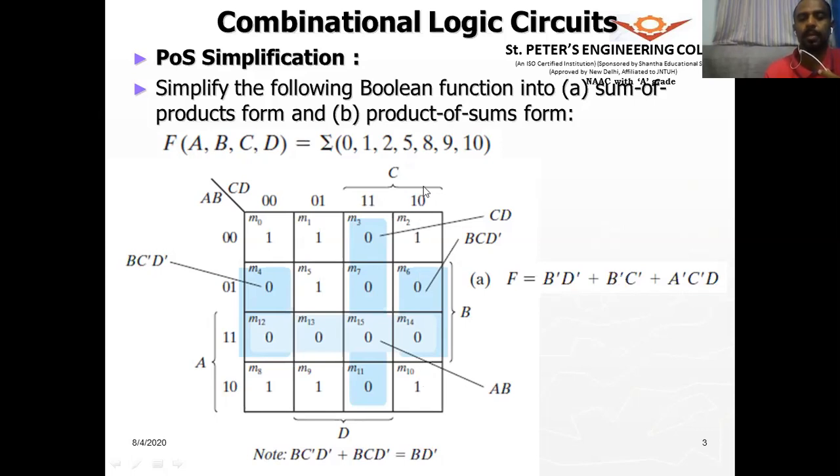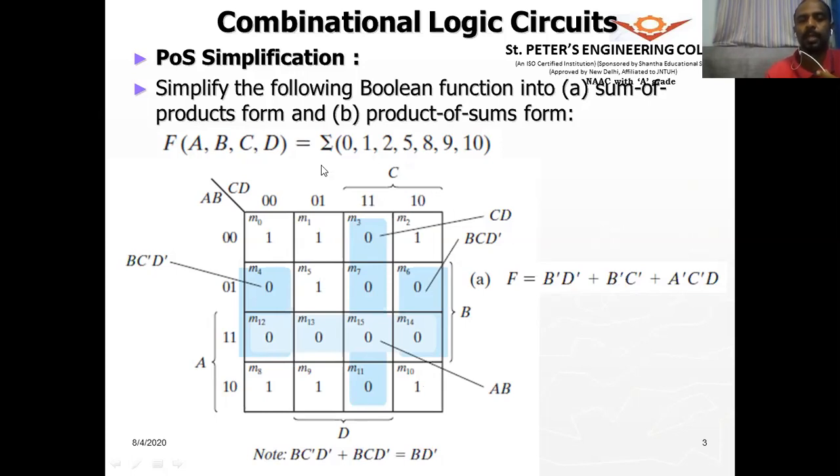Rather 1, 2, 3, 4. When you group these 4, you will end up with 2 literals, and when you club these four, you will end up with two literals, and when you club these two, you end up with three literals. So we have three terms. This is the sum of products for this function.